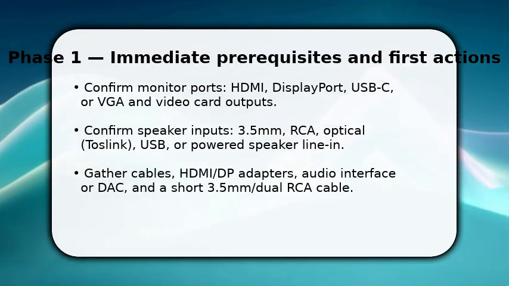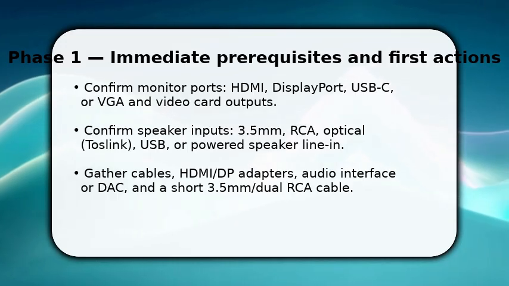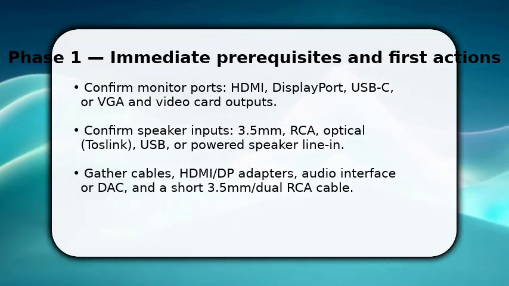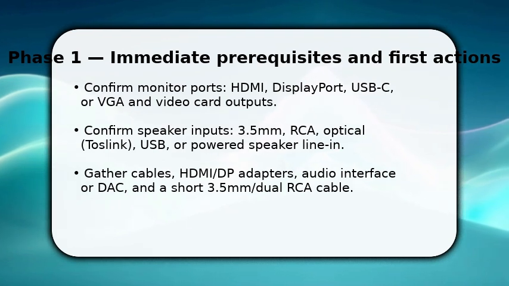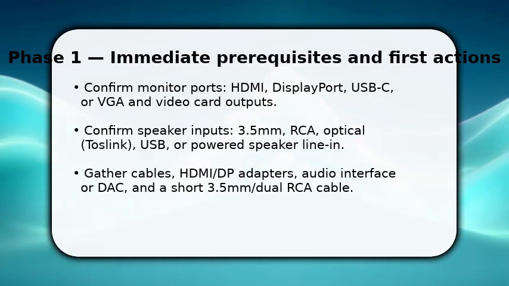Plug power to monitors and speakers, but keep volume low. Now, route the main monitor to the GPU and reserve the second output for the other monitor. Do this before powering fully on. You now make the physical audio and video links.